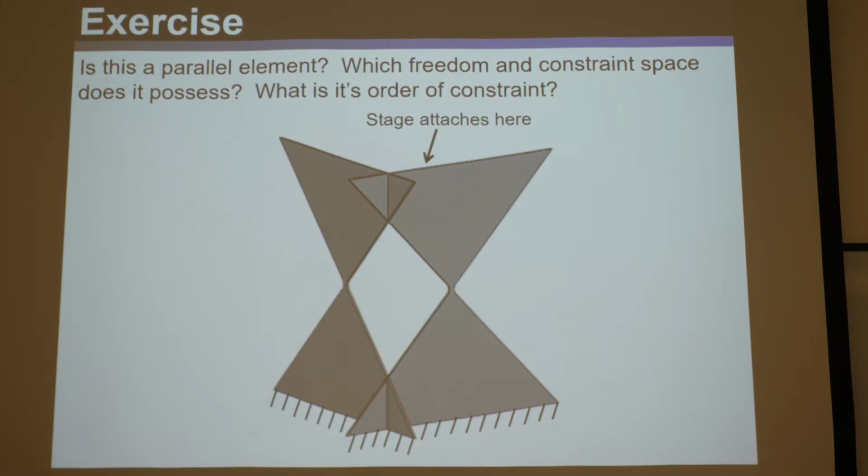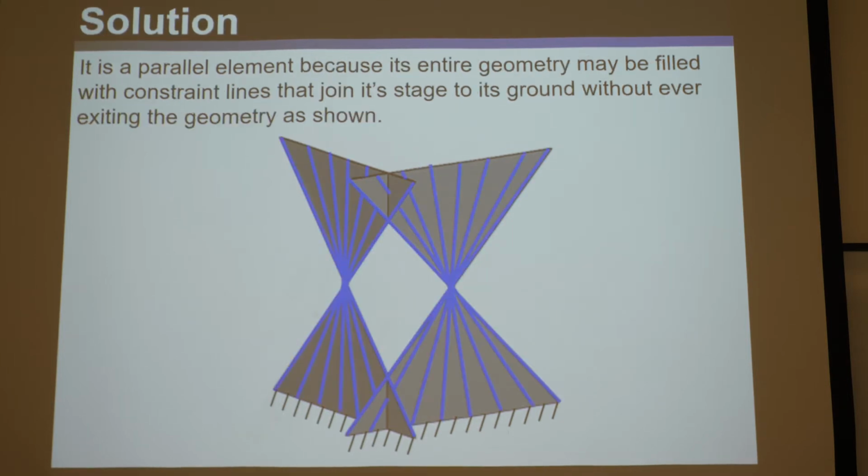Okay, so then the next question is, which freedom constraint space does it possess, and what is its order of constraint? Okay, so we know it's a single element, we know it's a parallel element, and so what's its freedom constraint space? Well, one way you can find this out is, can you find all the red lines that intersect all the blue lines somewhere at least once?